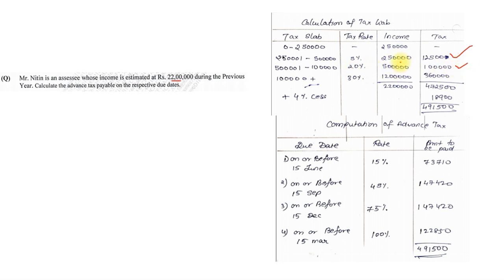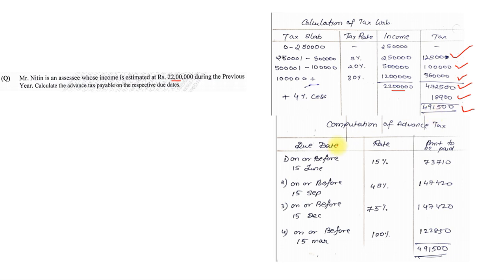So 10 lakhs are done. So another 12 lakhs are remaining. So 12 into 30%, 3 lakh 60. Total comes to 22 lakh. Taxable value is 4 lakh 72,500 plus 4% cess. Total value comes to 4 lakh 91,500. Now that is the tax liability.